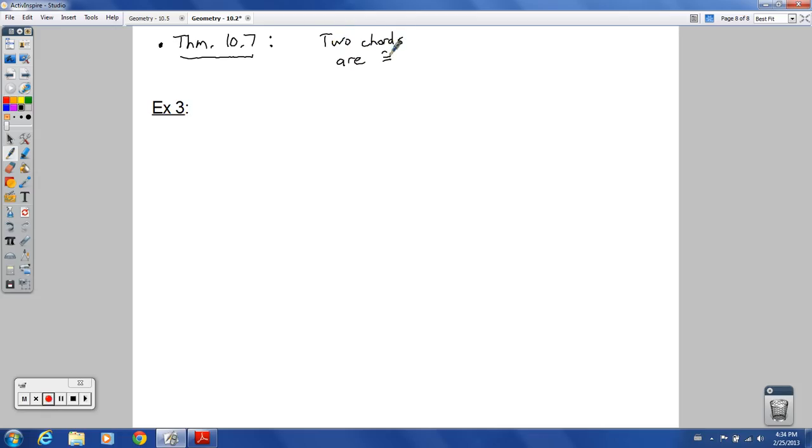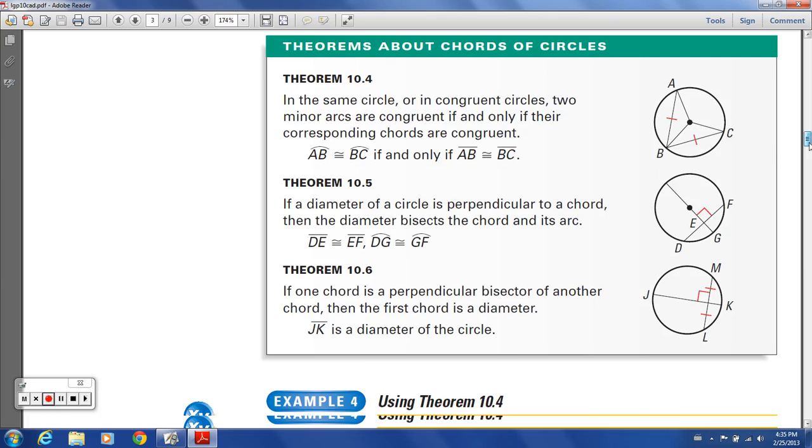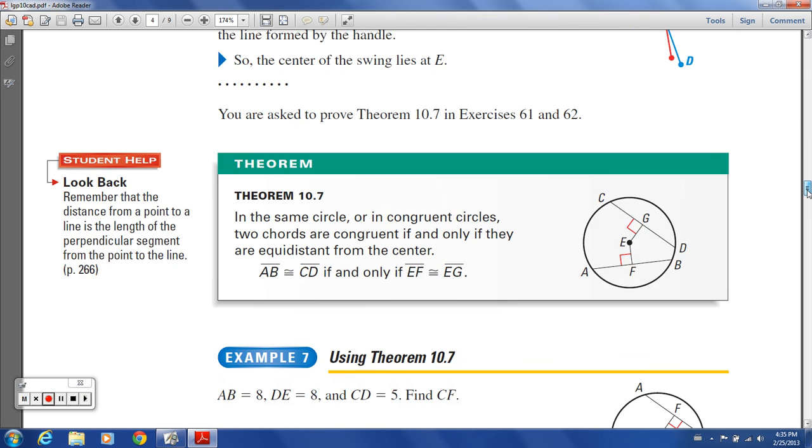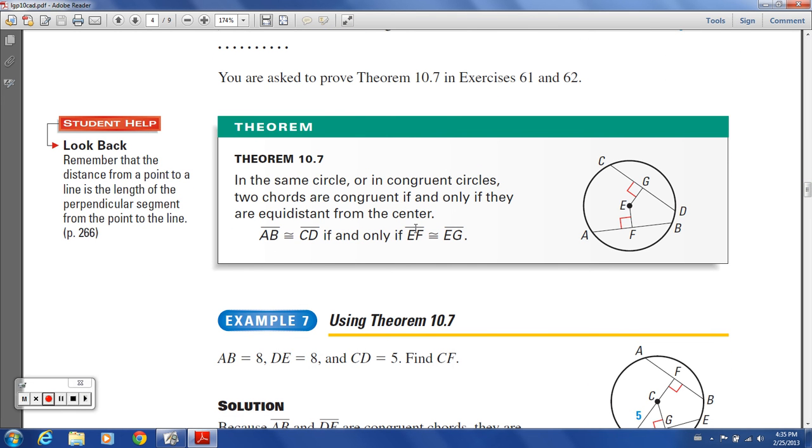are congruent, and you can see more about this, write this down for me, you can see more on page 606 for this. We're going to look at that in just a moment. This is an if and only if statement, so it works in both directions. Let's look at what it has in the book here. So Theorem 10.7, if and only if EF is congruent to EG.